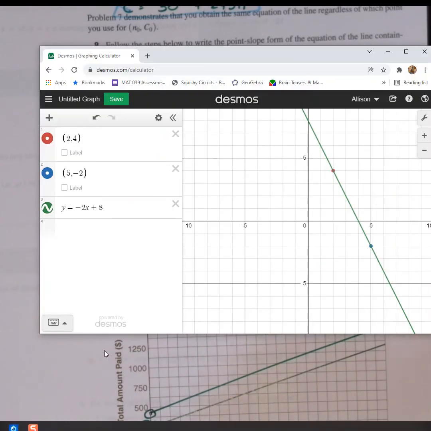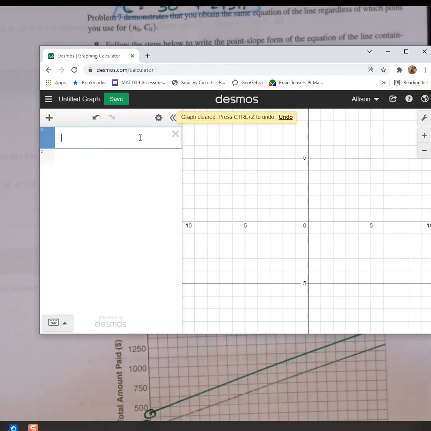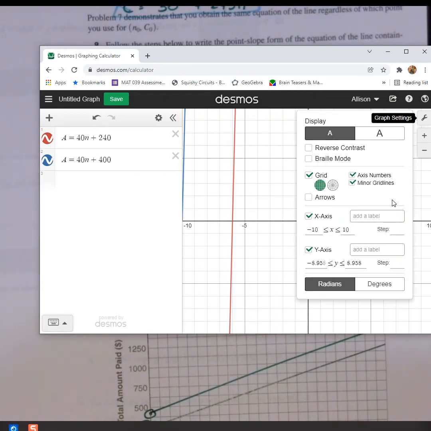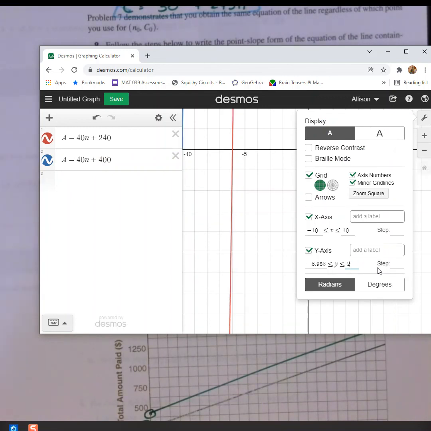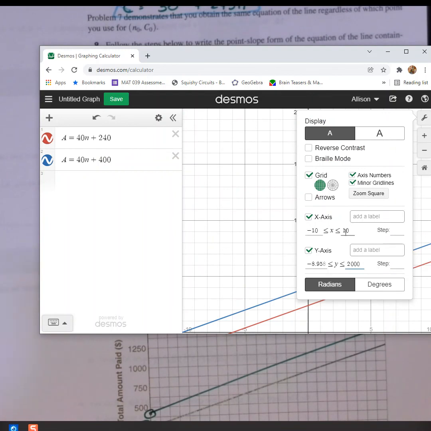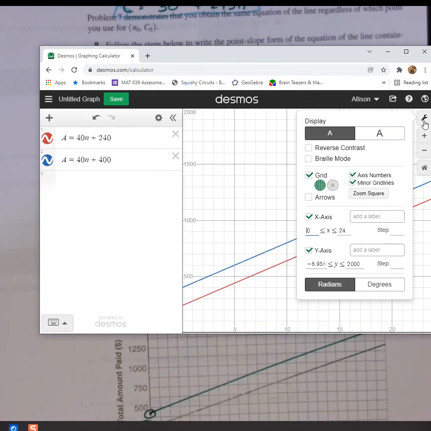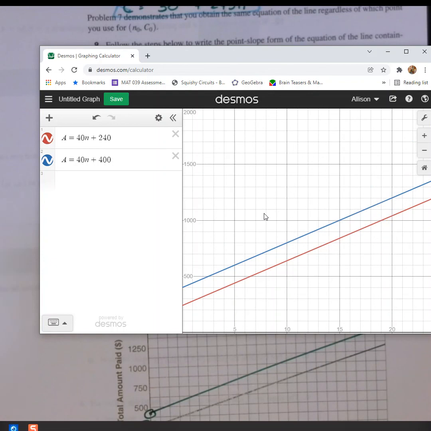Find my Desmos graph there. I'll have to rescale again. I had A equals 40n plus 240, and the new one, A equals 40n plus 400. So again, I can't really see anything in this window because the y-axis is nowhere near tall enough. I'm going to just jump this up to 2000. Maybe that's a little too high. And I'm going to jump this over to 24. We don't really need the negative and the x's. We'll jump it down to 0. So that is what we wanted to see.